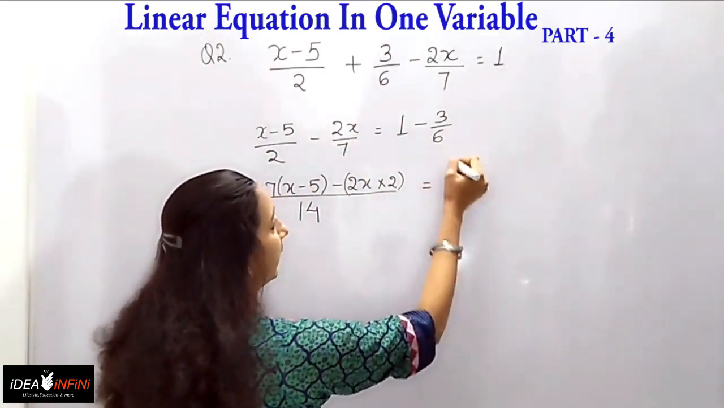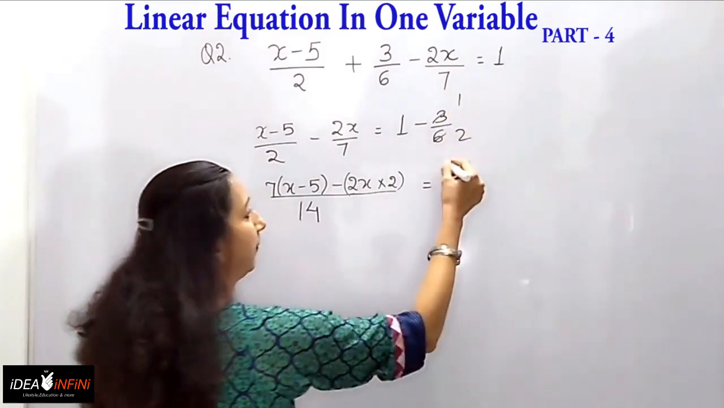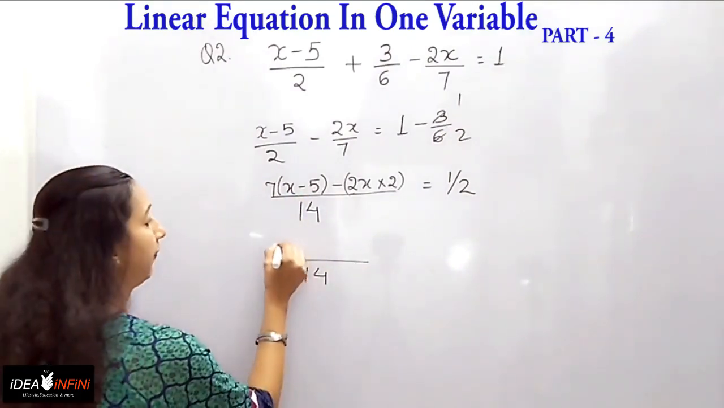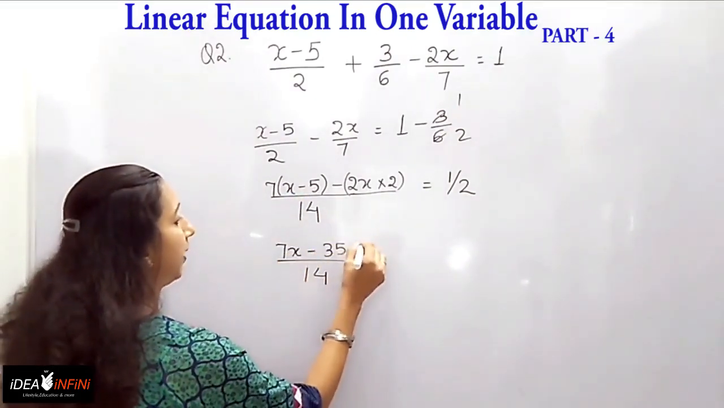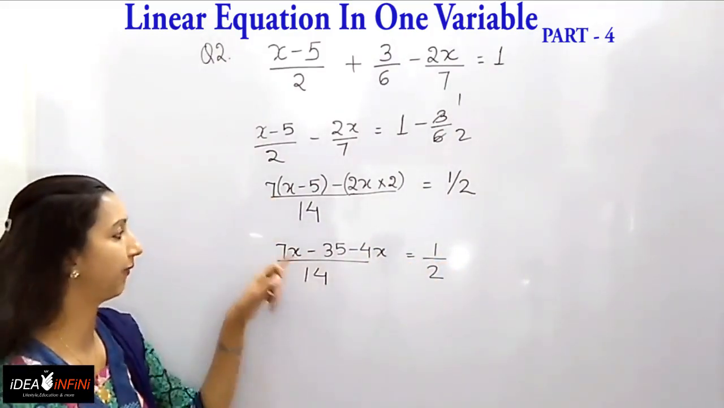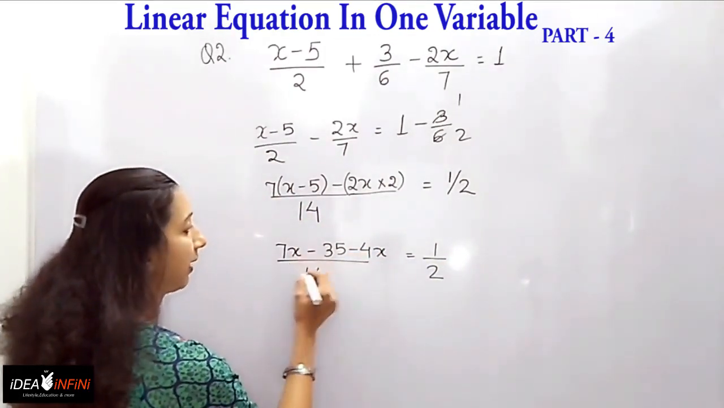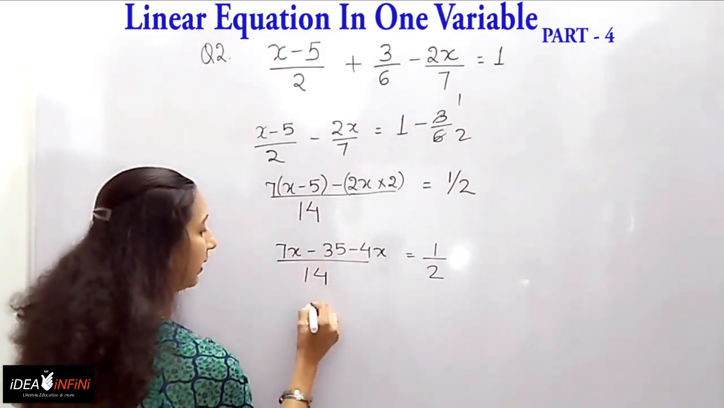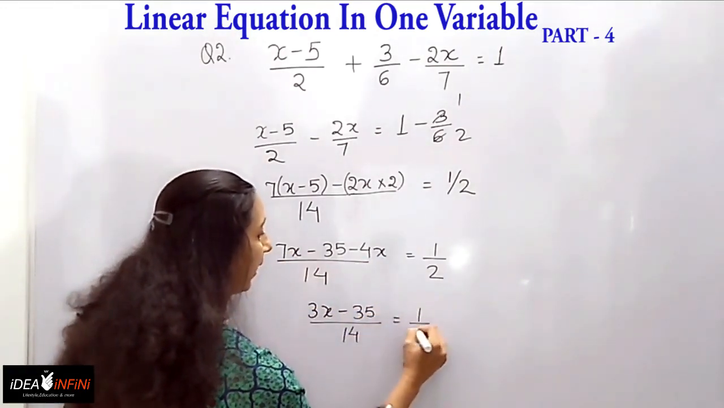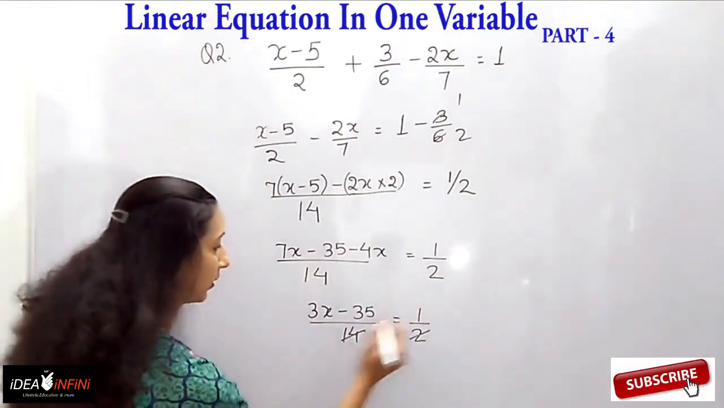And here I have 1 minus half, that is 1/2. Then again I have here 14, 7x - 35 - 4x = 1/2. 7 into x, 7x, minus 7 into 5 is 35, and minus 4x. So what I am left with here is 7x - 4x is 3x - 35 upon 14 is equal to 1/2. 2 into 7 is 14 and this goes this side.